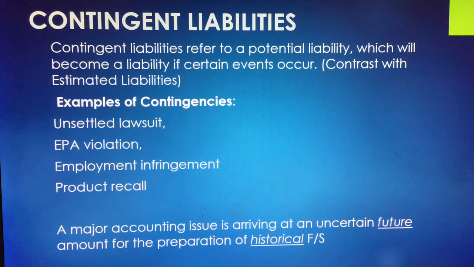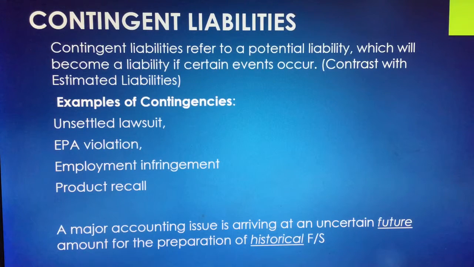Contingent liabilities refer to potential liabilities that will become actual liabilities should certain events occur. Examples of contingencies are unsettled lawsuits. Let's say you've got a customer who was hurt and fell down in your store, for instance, or was hurt by one of your products by consuming your products. EPA violations, violations of employment law, product recalls, those are all examples.